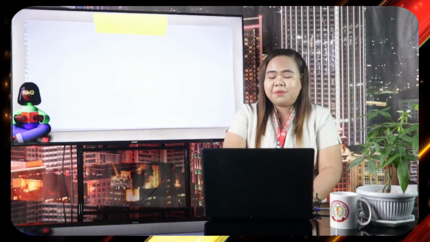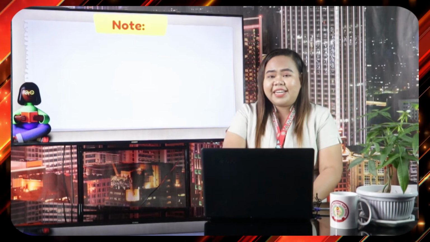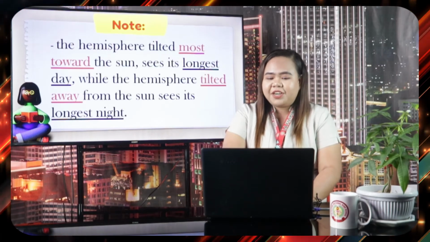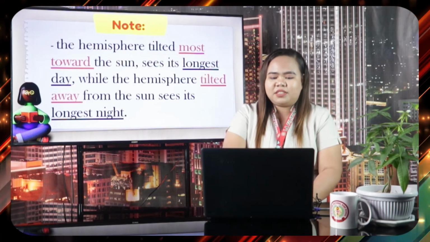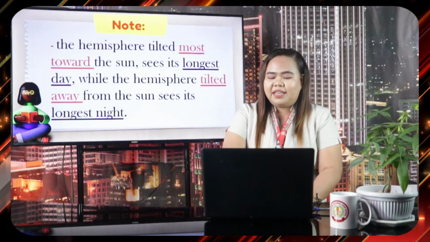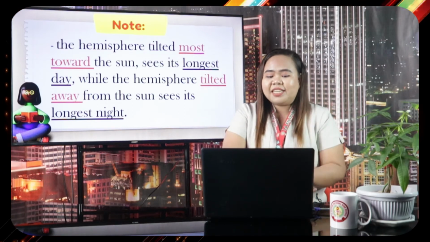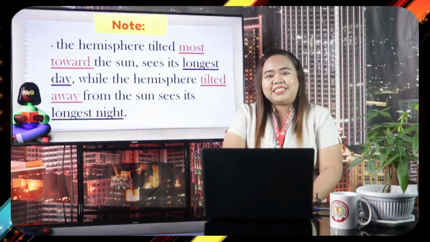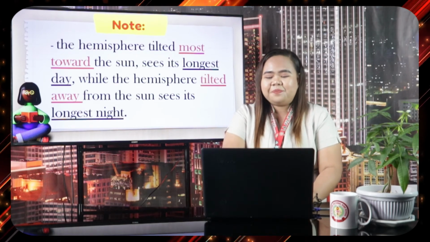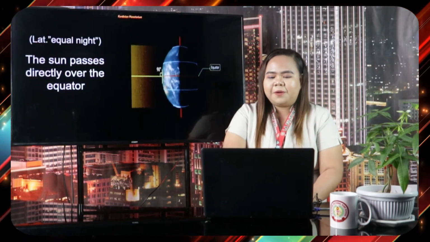Okay, let's sum up, students. Let's take note that the hemisphere tilted most towards the sun sees its longest day, while the hemisphere tilted away from the sun sees its longest night. Okay? Now, let's have the other one.